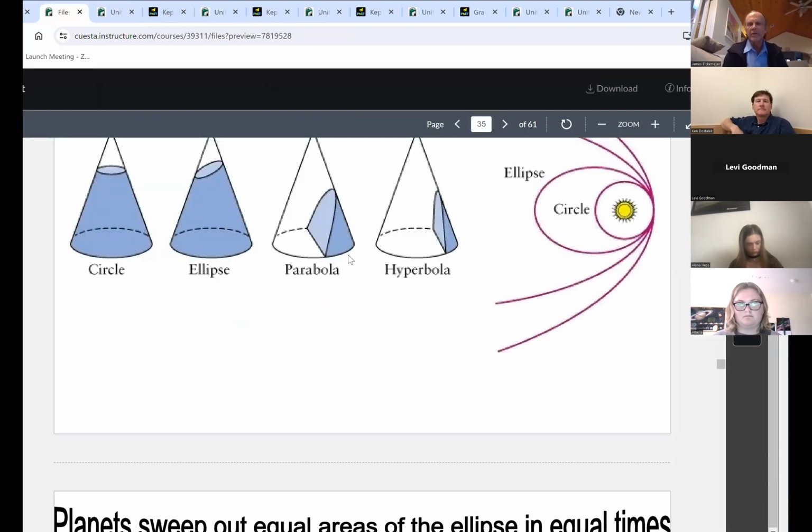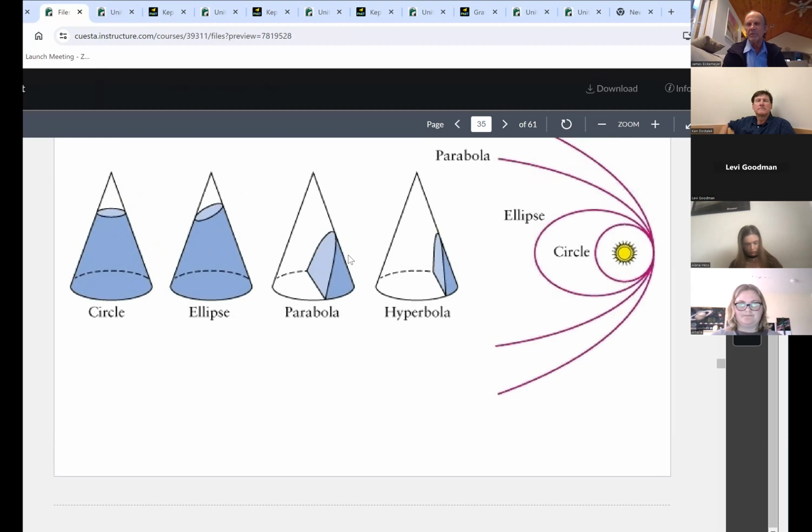There it is. Are there any questions about that so far? That's just the basic idea of an ellipse, without getting too heavily into the mathematics.